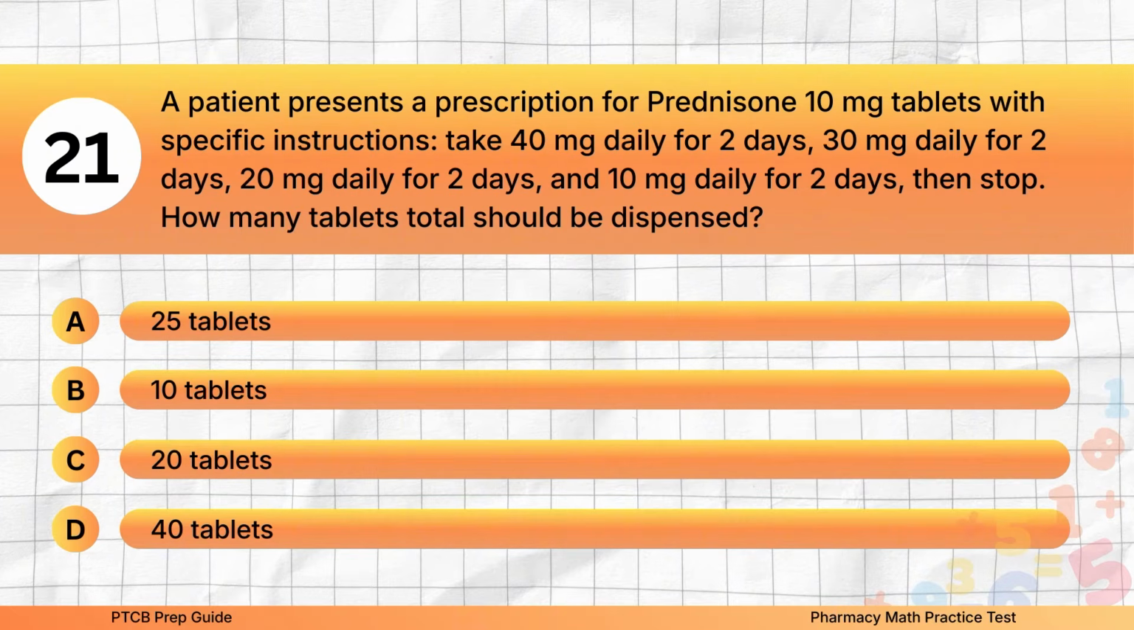Let's tackle a tapering question. A patient presents a prescription for prednisone 10 milligram tablets with specific instructions. Take 40 milligrams daily for 2 days, 30 milligrams daily for 2 days, 20 milligrams daily for 2 days, and 10 milligrams daily for 2 days, then stop. How many tablets total should be dispensed? Your options are A, 25 tablets, B, 10 tablets, C, 20 tablets, or D, 40 tablets. Go ahead and pause the video to work through the schedule yourself.